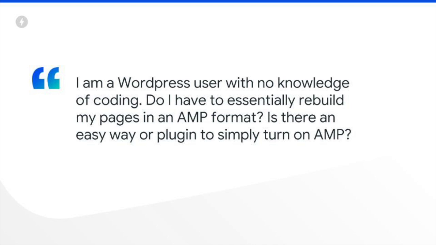So one user asked, I'm a WordPress user with no knowledge of coding. Do I have to essentially rebuild my pages in an AMP format? Is there an easy way or plugin simply to turn on AMP? So the answer to that question is the official AMP plugin makes AMP easy. You do not need to rebuild your pages in AMP format. The plugin automatically creates AMP valid versions of your pages, posts, and other content. You can also disable AMP for individual pages, posts, or categories if you wish. On the other side, you can also switch off AMP simply by deactivating the plugin.